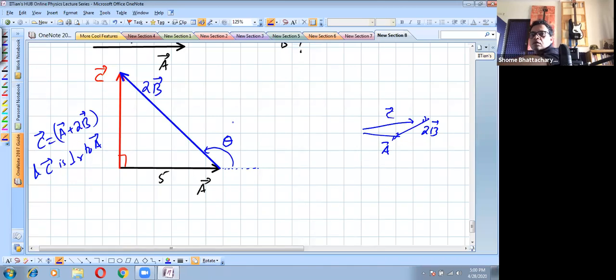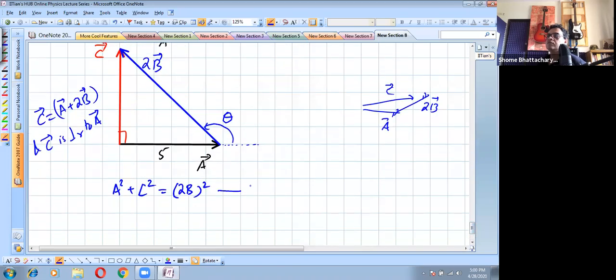Okay. I haven't used the statement about D yet. So I just got this thing. I don't know the magnitude of C. I just know that this angle is 90. Okay. So here I can make use of the 90-degree thing over here. So whatever the magnitude of C, you can see that this angle is 90 degree. So A square plus C square should be equal to 2B whole square. That is the right angle triangle. That's one thing I have.